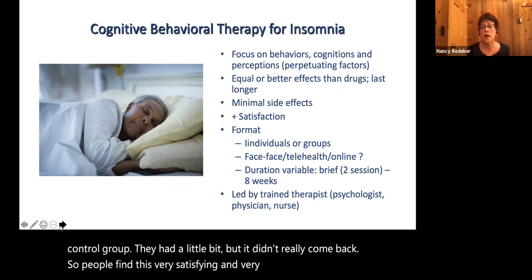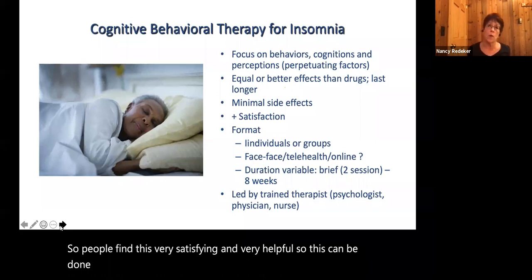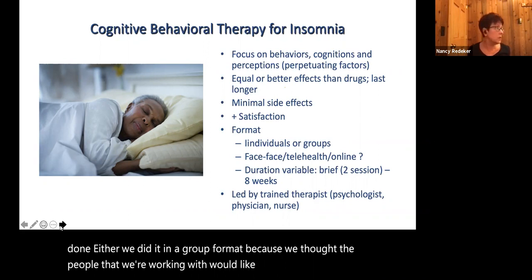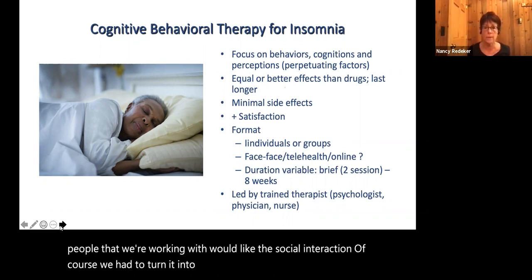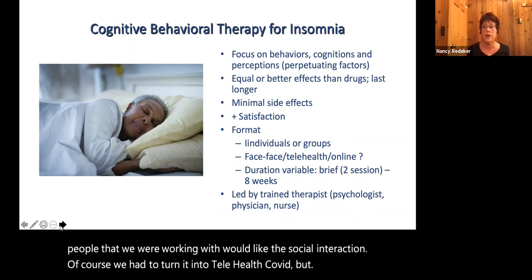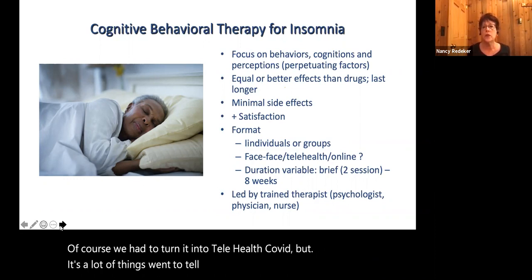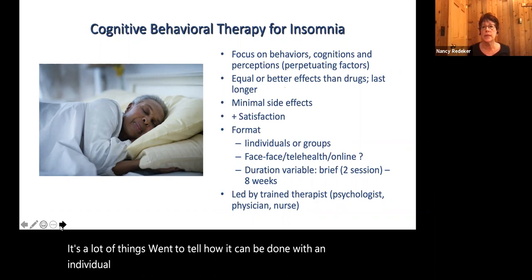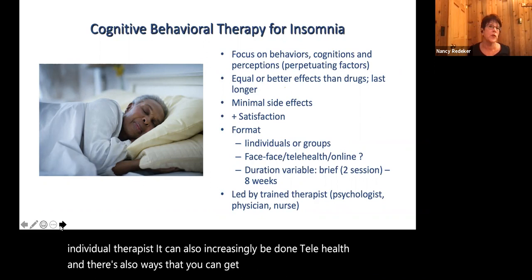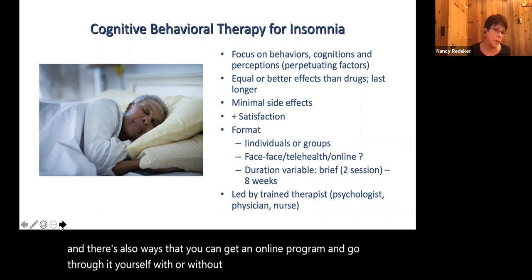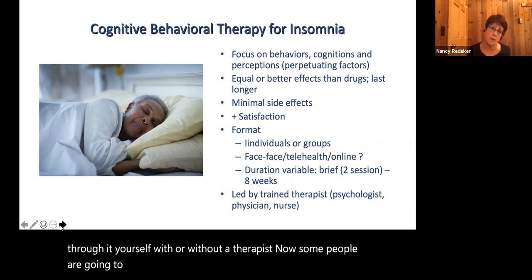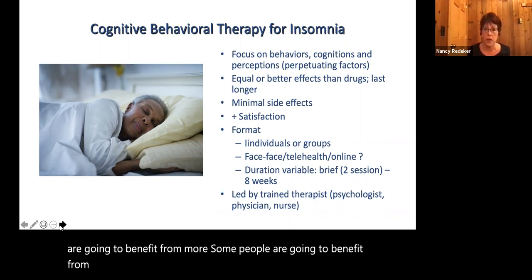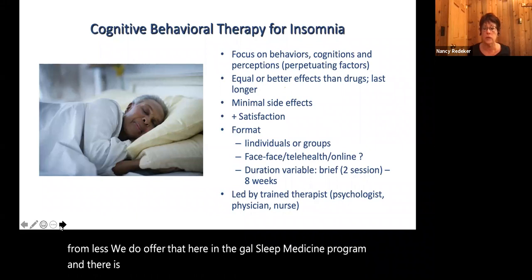This can be done in different ways. We did it in a group format because we thought the people we were working with would like the social interaction. Of course, we had to turn it into telehealth with COVID, but a lot of things went to telehealth. It can be done with an individual therapist. It can also increasingly be done by telehealth. And there are also ways that you can get an online program and go through it yourself with or without a therapist. Some people are going to benefit from more, some people from less. We do offer that here in the Yale Sleep Medicine program, and there is a psychologist who does this.